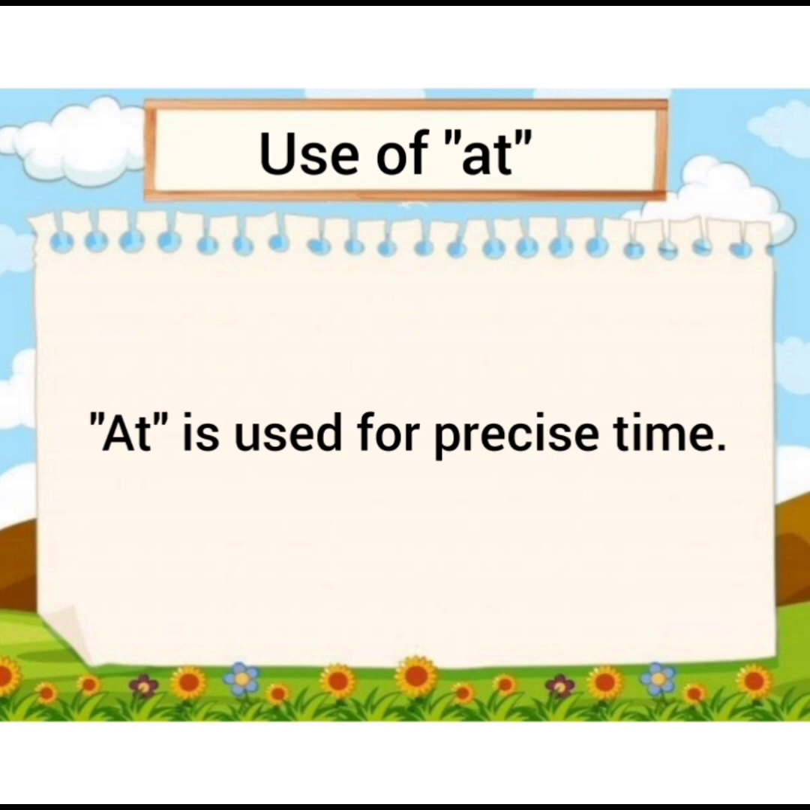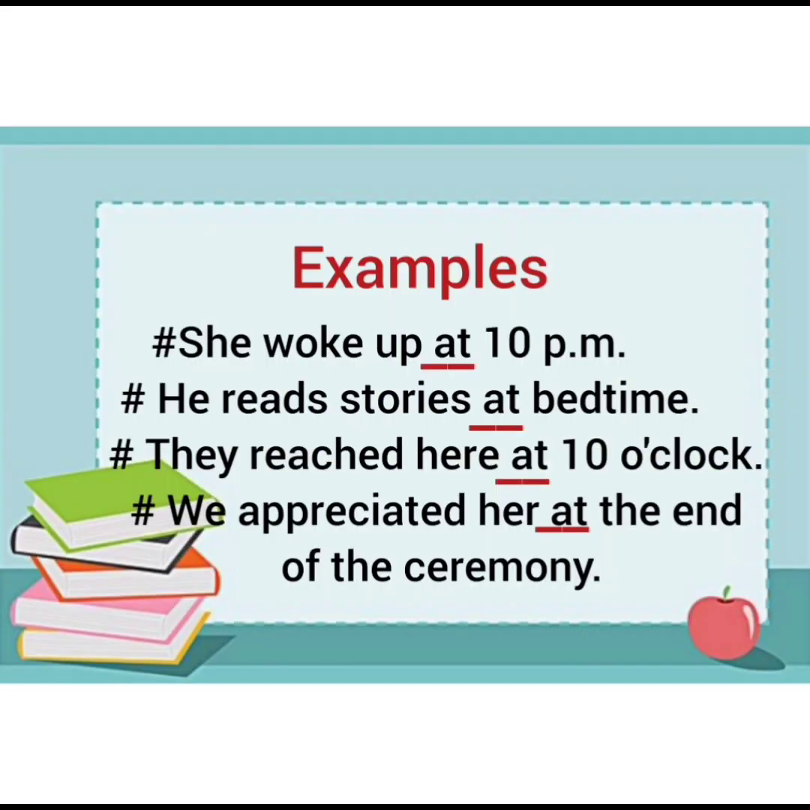The next is at. It is used for precise time. For example, she woke up at 10 p.m. He reads stories at bedtime. They reached here at 10 o'clock. We appreciated her at the end of the ceremony. At is used for a certain time.